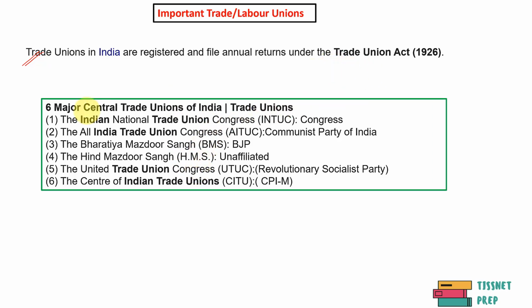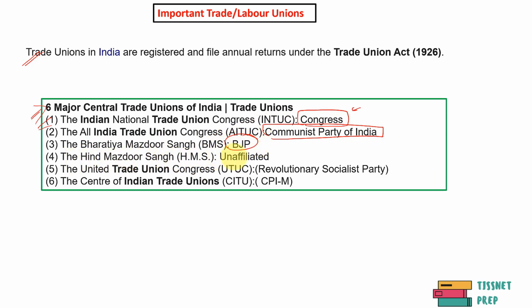Now we got one question in the test regarding the names of the trade unions or labor unions. So we currently have 6 major central trade unions in India. The first is the Indian National Trade Union Congress, which has an affiliation with the Congress, INC, Indian National Congress. The All India Trade Union Congress is for the Communist Party of India. The Bharatiya Mazdoor Sangh has an affiliation with the BJP.